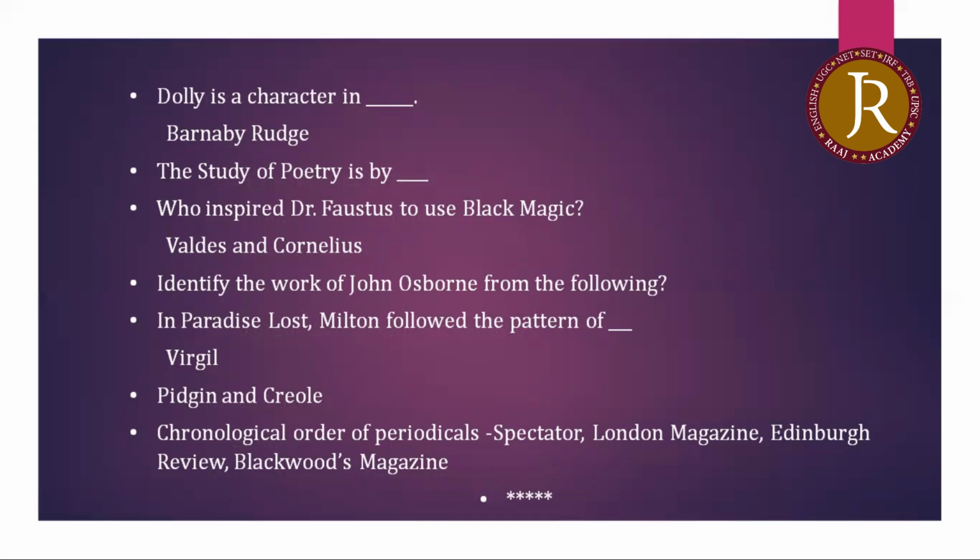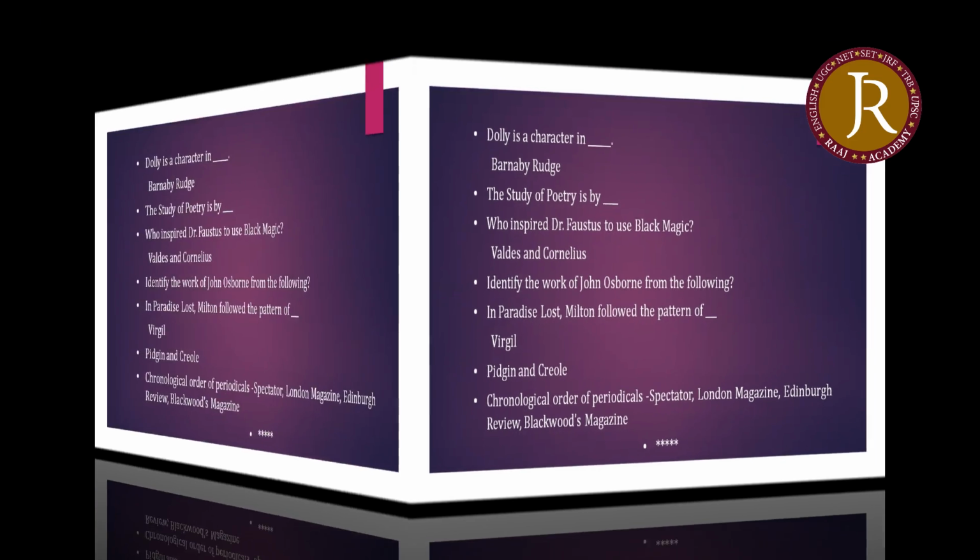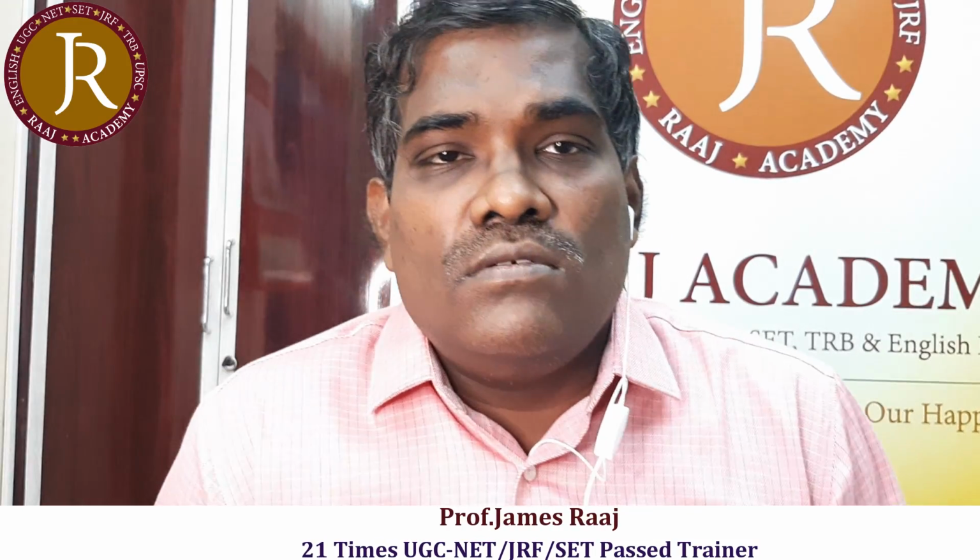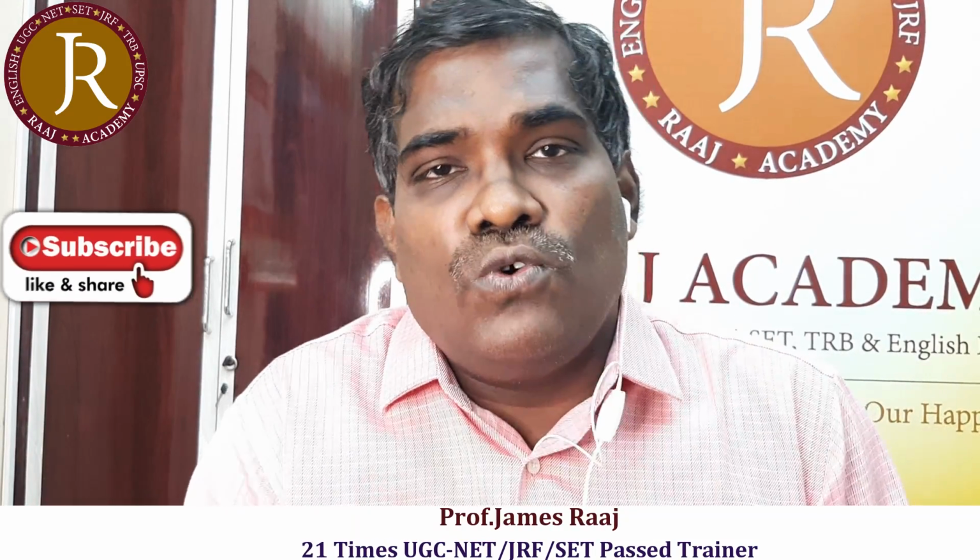A question on Pitgid and Serial, right? The chronological order of periodicals like the Spectator, London Magazine, Edinburgh Review, Blackwood's Magazine. So these were some of the questions which the morning shift students were able to recollect. Unless we get the complete question paper, we cannot see exactly how these questions were. So these were some of the questions. If you look at them, friends, you'll find the majority of the questions were from the core area.